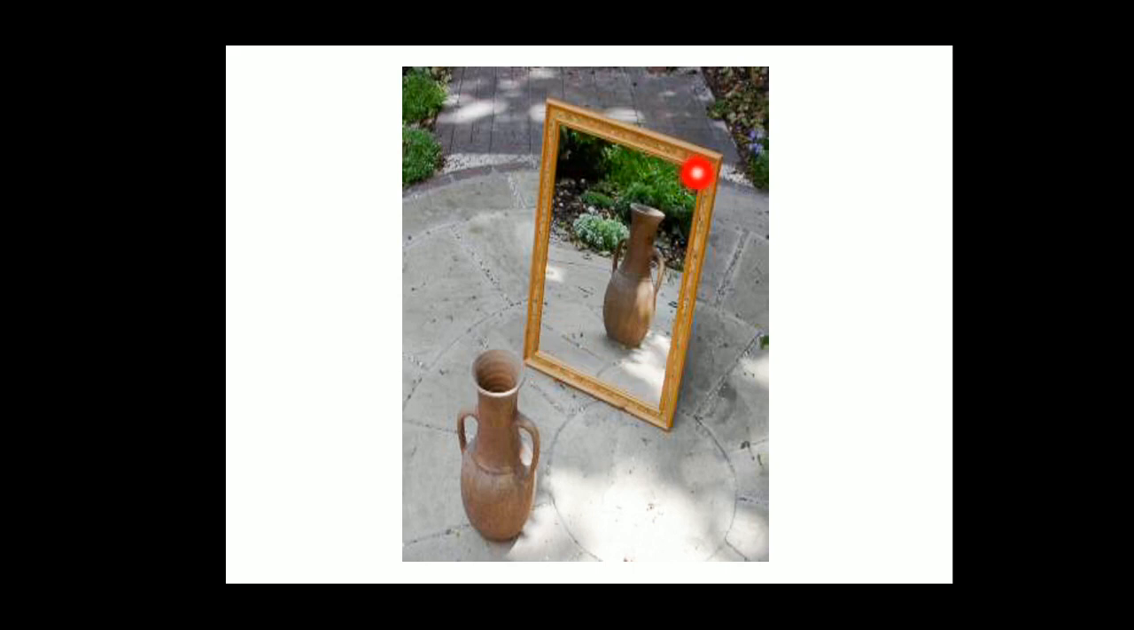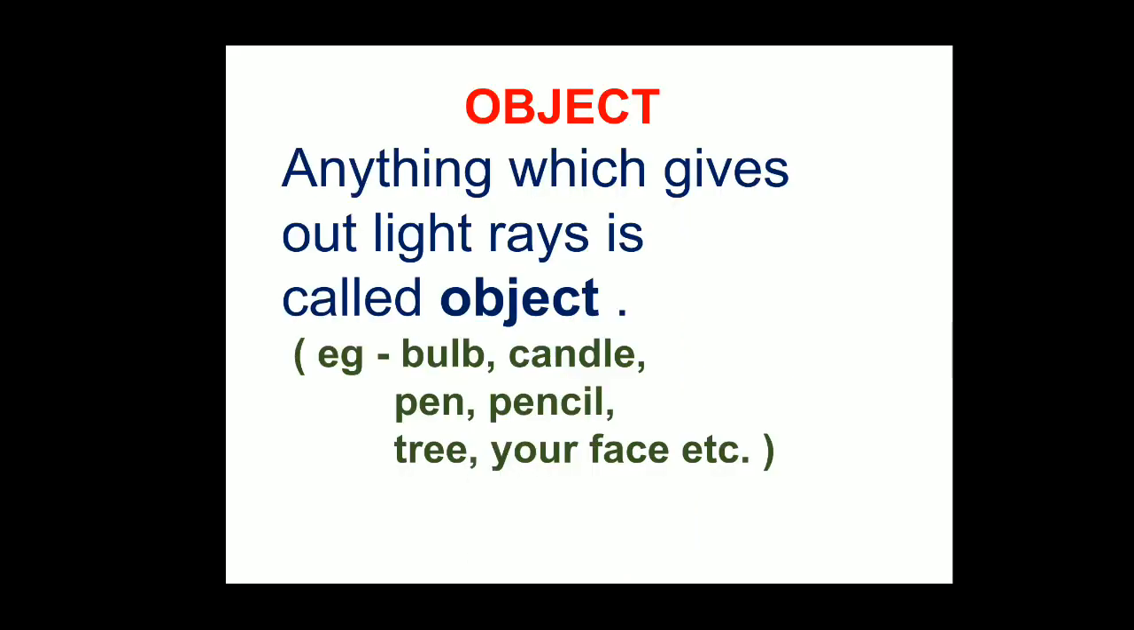Same thing here. I have a mirror. What mirror? I have a plain mirror. In front of the plain mirror I kept one jug. So this is the object. The same jug you can see through the mirror. This is called the image. So what is the object?